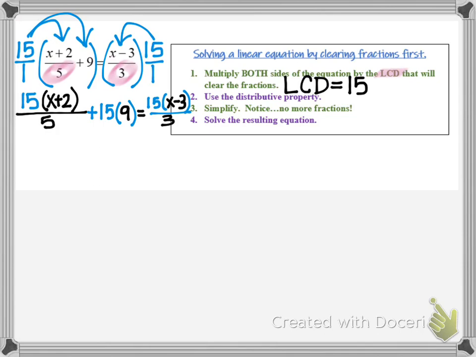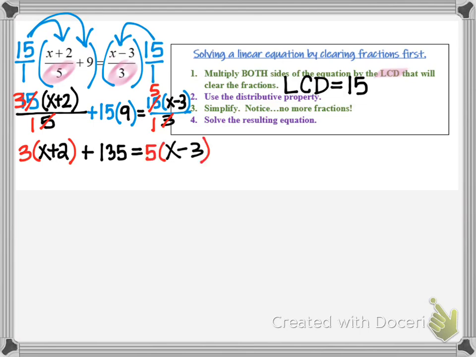Now I'm going to simplify. I notice 15 over 5 is the same as 3 over 1. So really, I'm just going to be distributing 3 to the binomial x plus 2. Then I'm going to add the product of 15 times 9, which is 135. And then on the right side, I'm going to simplify again. 15 over 3 simplifies to 5 over 1. So I'm really just distributing 5 to the binomial x minus 3.